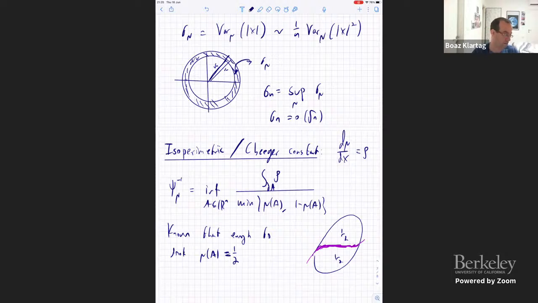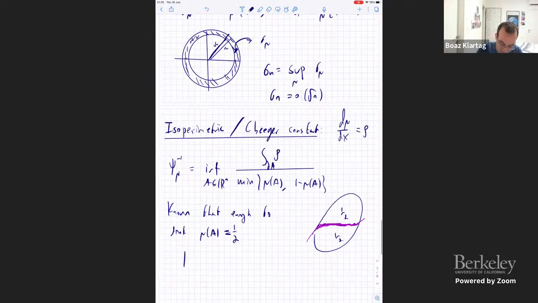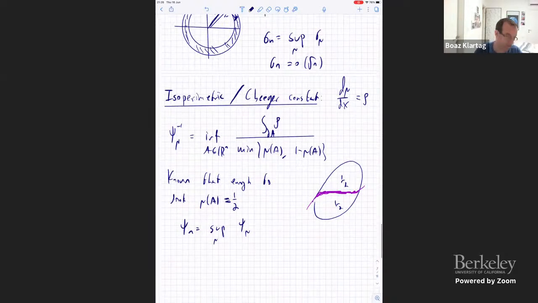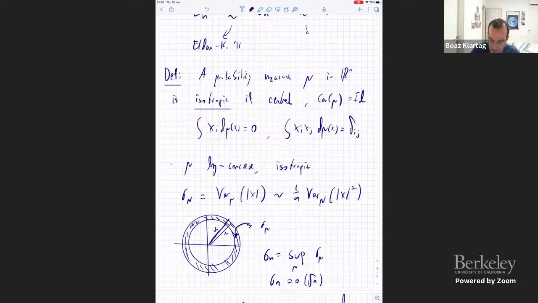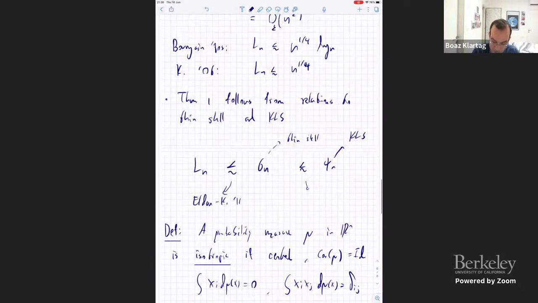I'm sure that people know that. And psi n will be the supremum of psi mu over all log-concave isotropic distributions. Okay, so that's mu is log-concave isotropic. So these are the three open problems in volumetric convex geometry in high dimensions. So this is hyperplane sections, this is thin shell, and that's isoperimetry of all possible sets. And it is known that we have these relations.